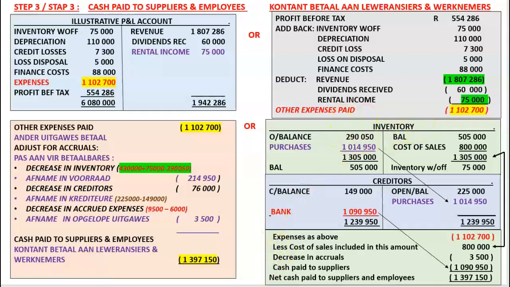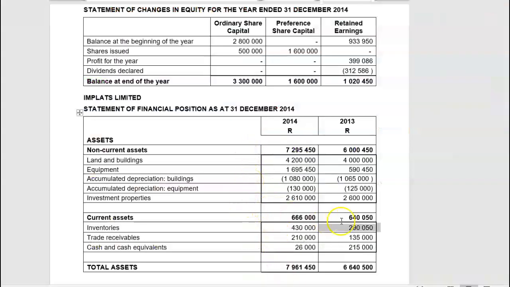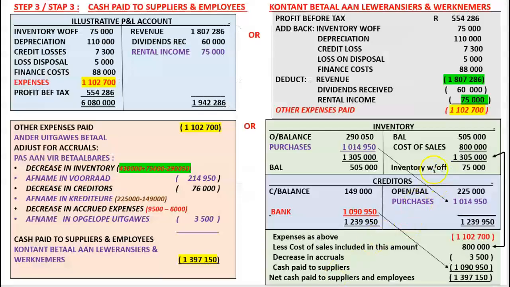I'm going to use the opening balance of my inventory as they gave it to me, 290,050, closing balance 430,000 Rand. Now remember, I cannot take the 430,000 Rand because it was after I've done the inventory write-off. So if we want to determine what cash flow was, I have to add back that 75,000 Rand because I have to work with a closing balance before any write-downs has taken place. So my actual balance before any write-downs was 505,000.